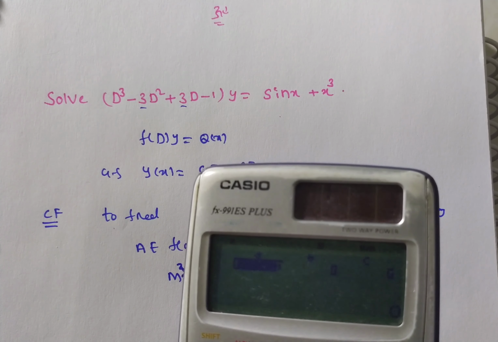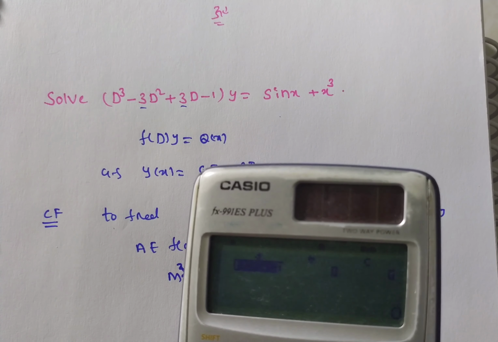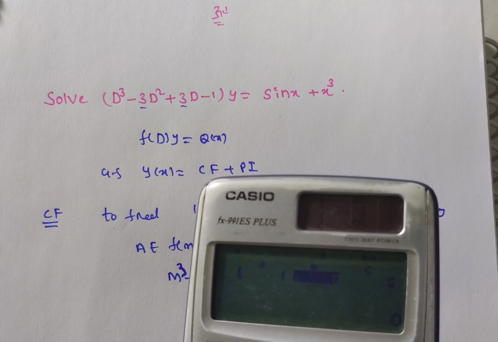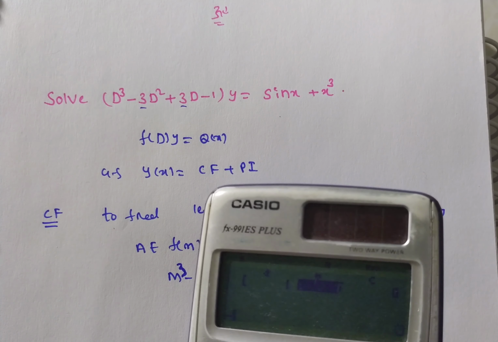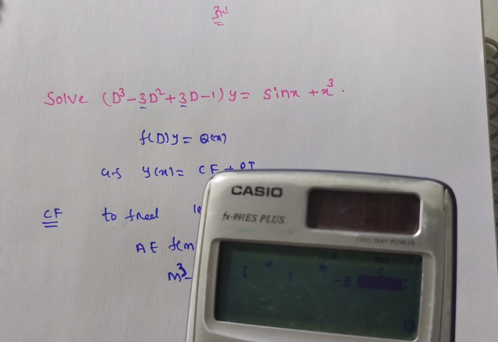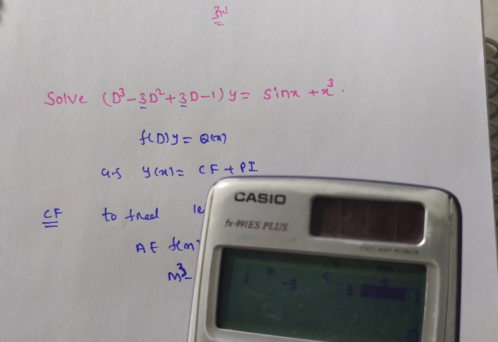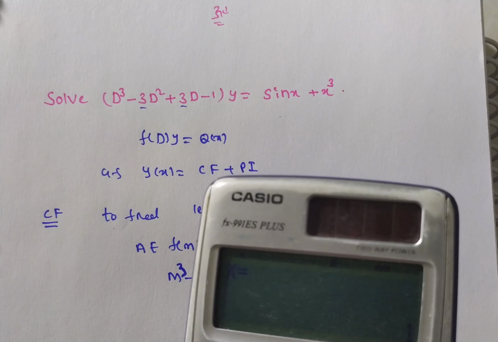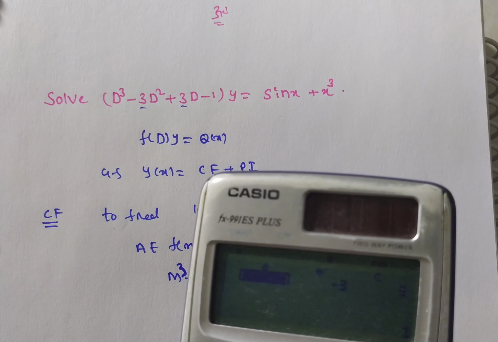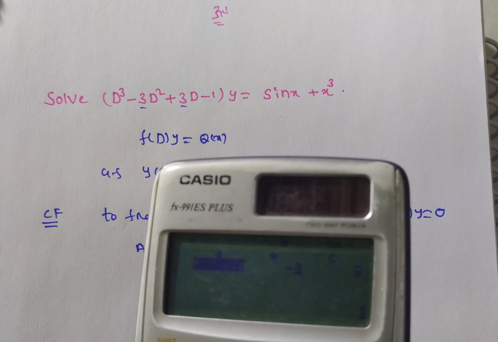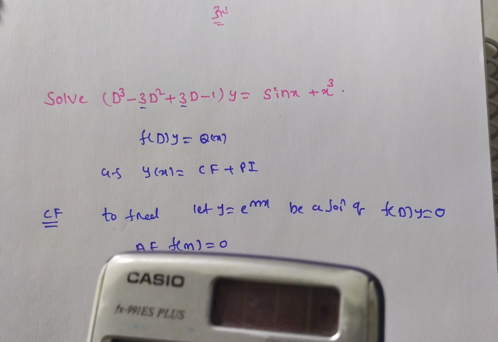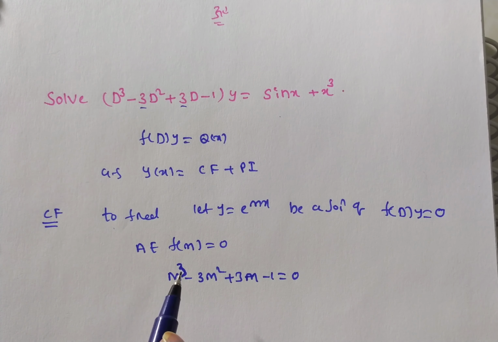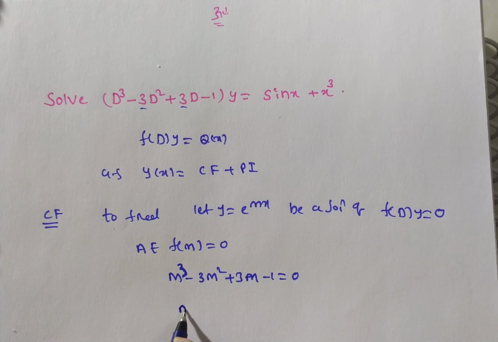Now here we have to give the coefficients. The coefficient of m cube is 1. Next the m square coefficient is minus 3. Next the m coefficient is 3, and the constant is minus 1. Now you press the equal to button. You see, we are getting x is equal to 1. Again if you press it, it shows x is repeated 3 times, based on the degree. So here m is equal to 1 repeated 3 times because it is a cubic polynomial.